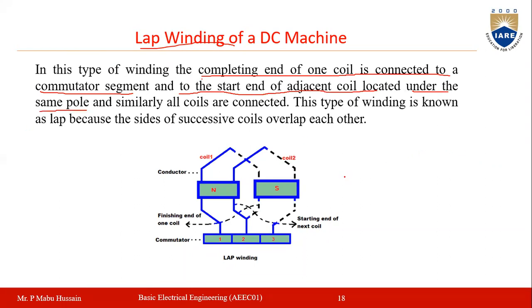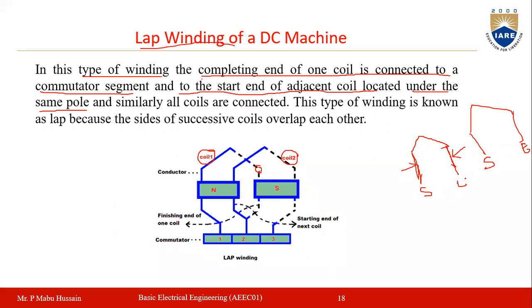Okay. So now if you are having different coils in a DC armature winding, let us see two coils here. Coil 1, coil 2 we are taking. So in case of lap winding, the completing end of one coil, that means this end, right? If you take one coil, it will generally have two conductors. This is one conductor and this is another conductor. So this conductor is called the start end, and this end is called the completing end. Okay. So for another coil, this is the start and this is the end, like that.